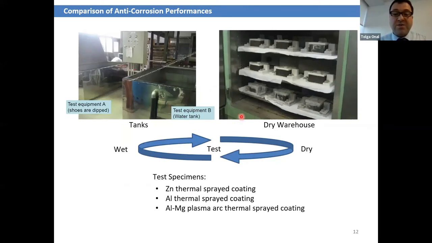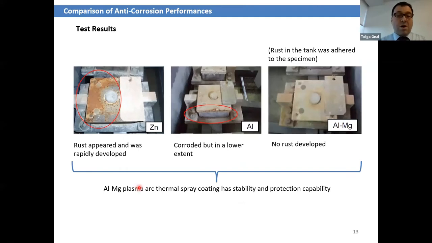Two tanks and a dry warehouse were used for the wet and dry cycles of the specimens: salting, drying, wetting. Three types of coating were checked: zinc thermal spray coating, aluminum thermal spray coating, and aluminum magnesium plasma arc thermal spray coating. In case of zinc coating, rust appeared on the surface and developed rapidly. The test specimens coated with aluminium, which has a higher tendency to ionize compared to zinc, corroded but to a lower extent.